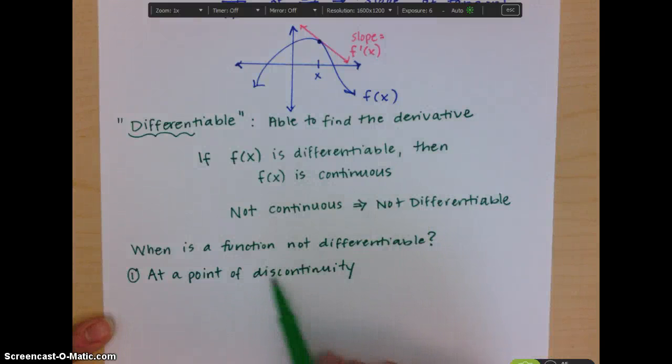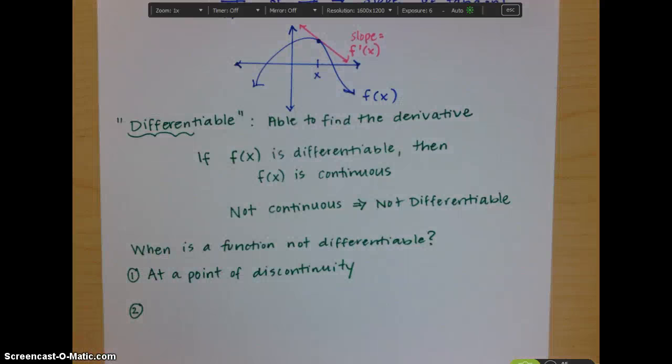So if we have a point of discontinuity, that obviously means that we're not continuous, and we're not going to be able to find the derivative of the function at that point. We can probably find the derivative at other points along the function, just not at that point of discontinuity.